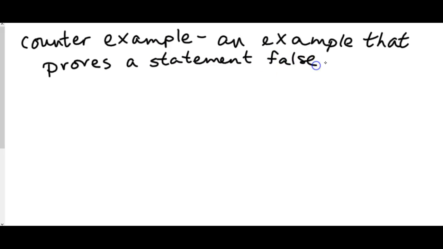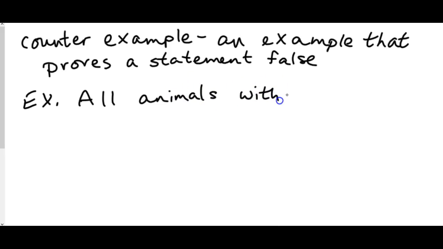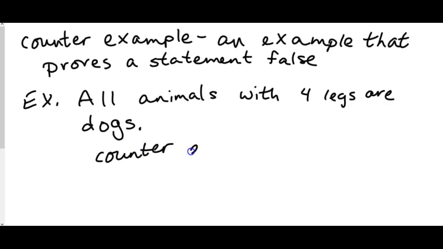So with our counterexample, first we need something we're trying to prove true or false. So let's say I have the statement, all animals with 4 legs are dogs. So that one I can think of a very easy counterexample. Cats. Cats have 4 legs. They are not dogs. So our counterexample is cats. Now there's multiple. I could have said opossums or raccoons or rats. Those are all things with 4 legs that are not dogs.